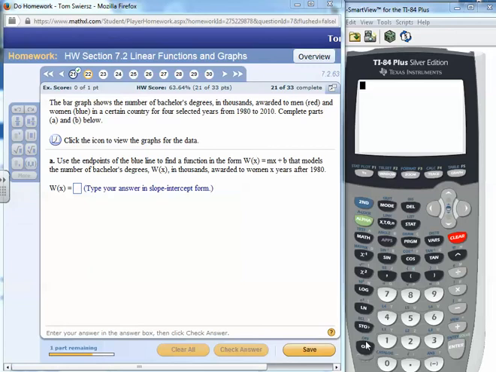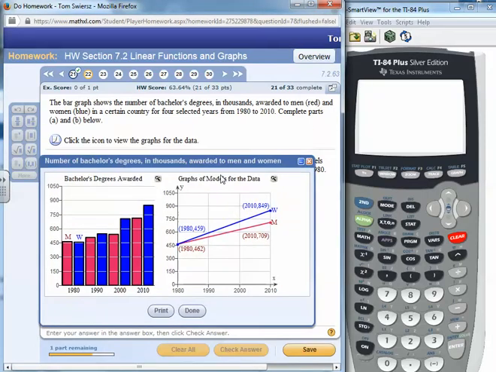Let's go ahead and start this session with solving problem number 22 from section 7.2. The bar graph shows a number of bachelor's degrees in thousands awarded to men in red and women in blue in a certain country for 4 selected years from 1980 to 2010. Complete parts A and B. Click on the icon to view the graphs of the data. So we'll click on that icon, and there's our data.